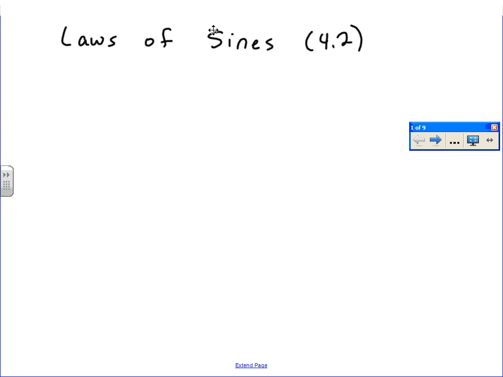So when we use the term solve a triangle, that means find everything that's missing in the triangle. Okay? So let's look first at laws of sine here. And then I'll tell you a little bit about laws of cosine, but not get into too much depth here. So laws of sine is this formula.